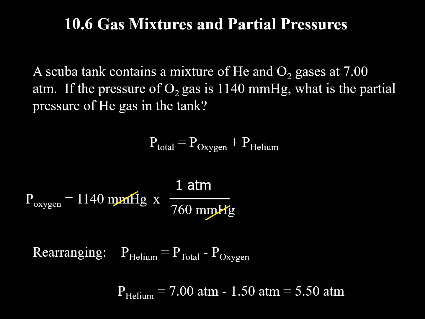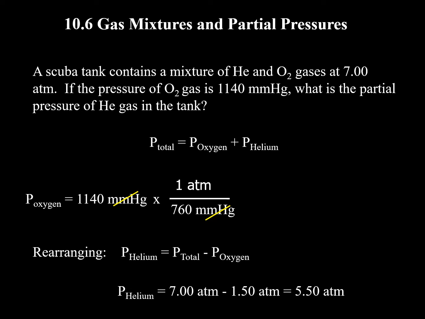So let's try to apply that equation, where we have here a scuba tank contains a mixture of helium and oxygen gases where the total pressure is 7 atm. If the pressure of O2 gas is 1140 millimeters of mercury, so we have to convert that to atm. What is the partial pressure of helium gas in the tank? So we want all the pressures to be in atmospheres.